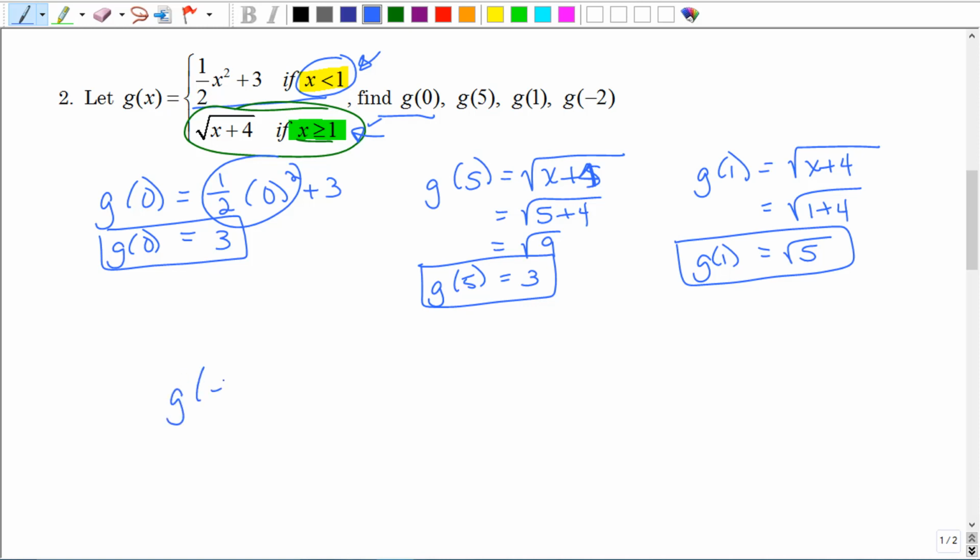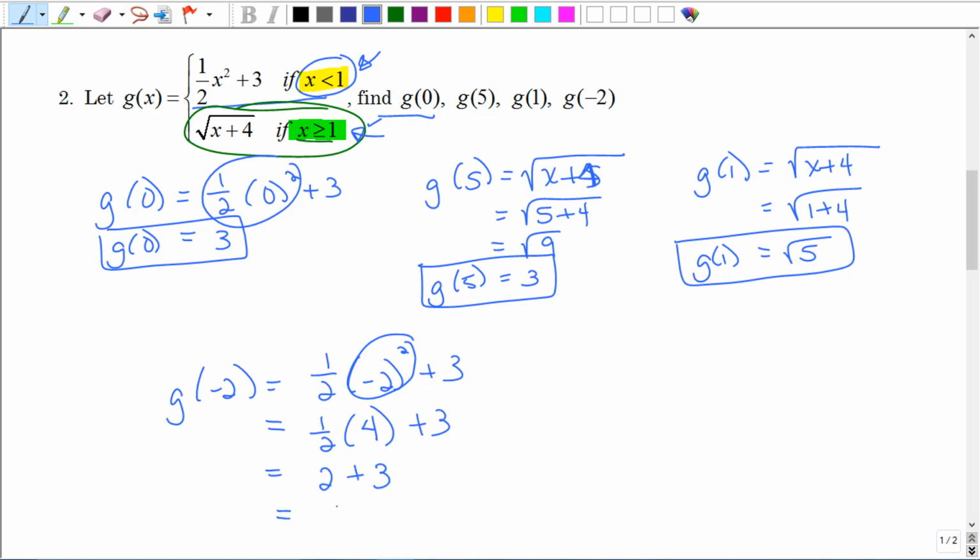And then one more example, negative 2. Again, is that less than 1 or greater than or equal to 1? It is less than 1. So I'm going to use that top piece. And again, making sure I follow my order of operations, I need to square that. Then half of 4 is 2. Add those together and I get 5. So just looking at what is called a piecewise function.